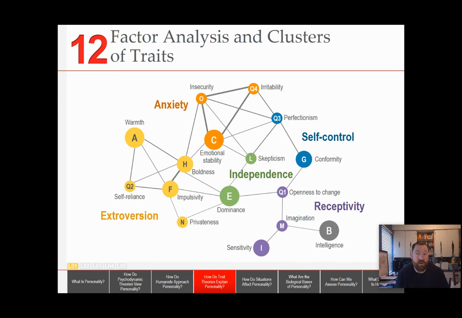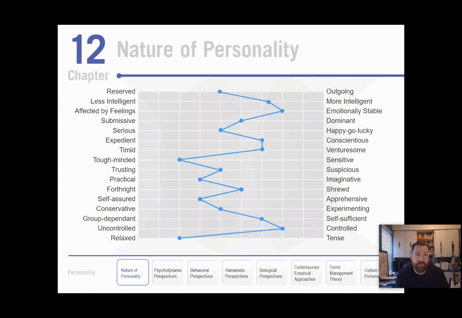Another thing that has been done with trait theorists over the years is, by using factor analysis, they looked at all of those thousands of personality traits and boiled it down to really 16. This was done in the 60s by psychologist Raymond Cattell. He developed a personality test that measured people's scores on these 16 specific personality dimensions.